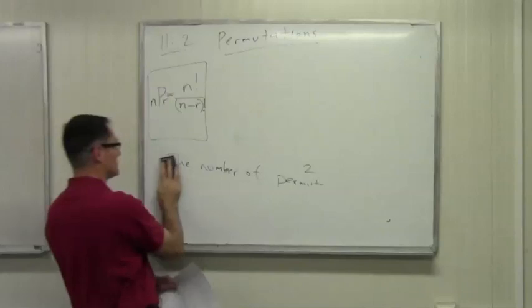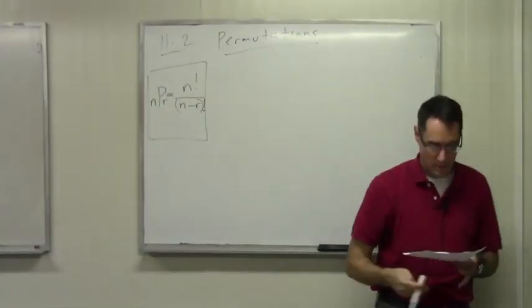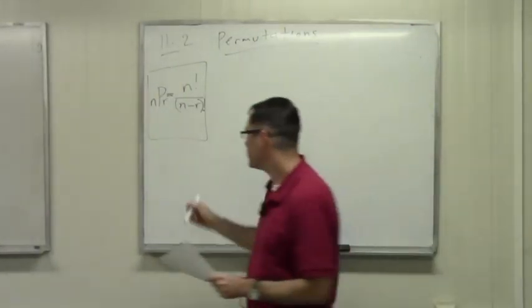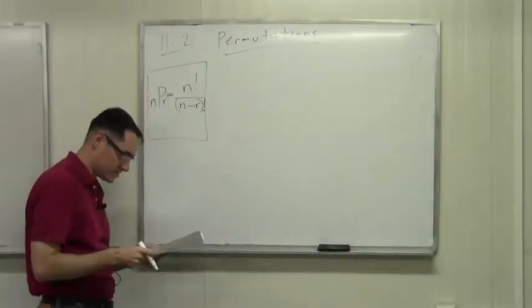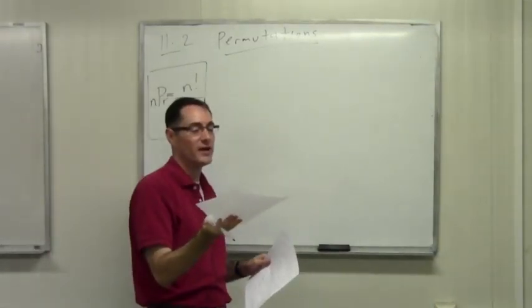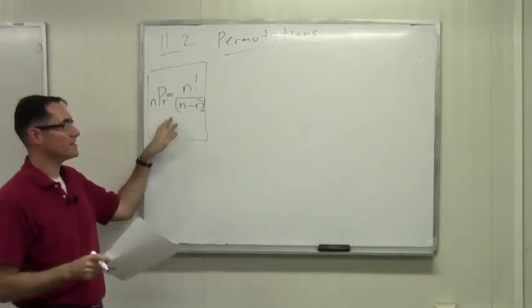Erase the rest of this. What rest of what? This? Oh, it's the definition, sorry. Oh, you got it? Okay, the number of permutations of n items taken r at a time. n items taken r at a time.